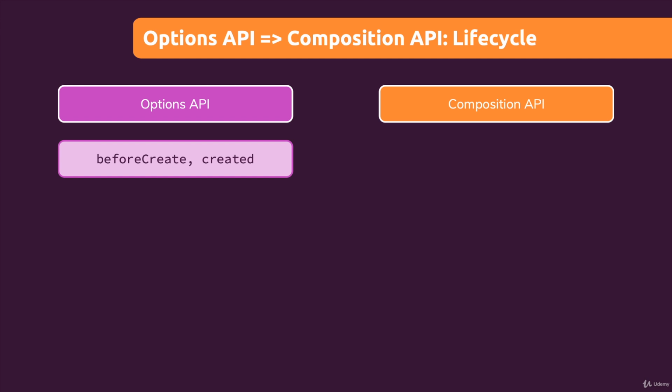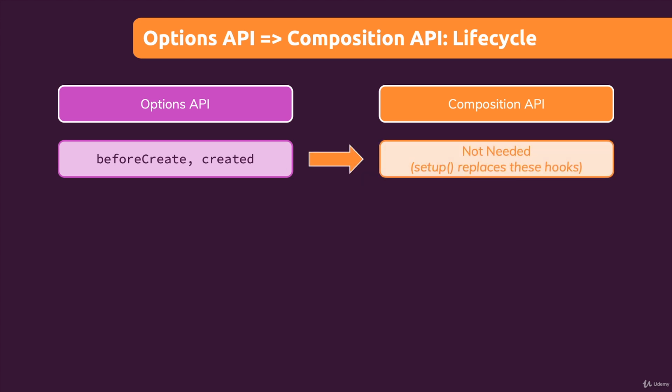With the Composition API, we don't add those lifecycle hooks to our component config object anymore. Instead, we have functions which we can import from Vue, which you can call inside of the setup method. But for beforeCreate and created, there actually is no equivalent because these hooks are not needed here, because the setup method basically runs at the same time beforeCreate and created ran in the past. So setup replaces these hooks. Whatever you would have done in created or beforeCreate should be done in the setup method itself.